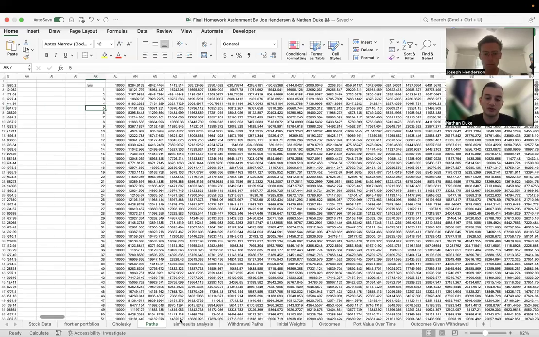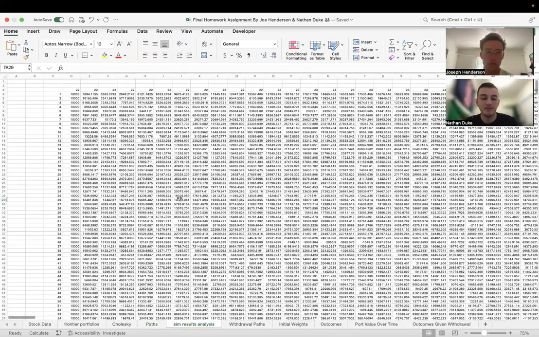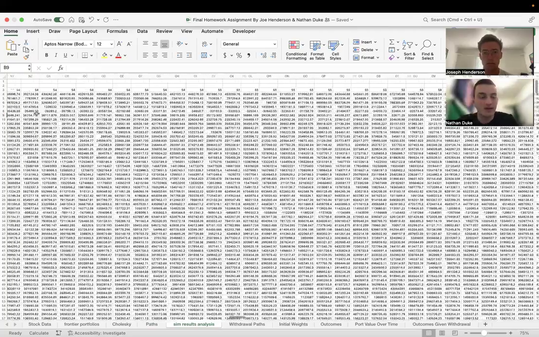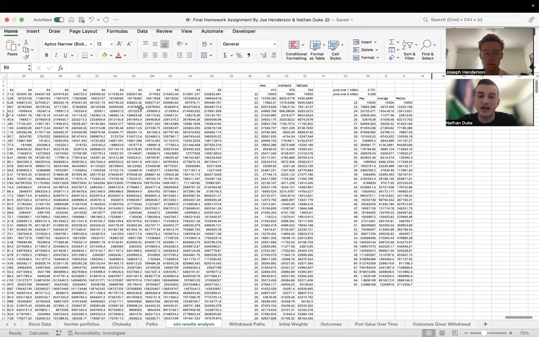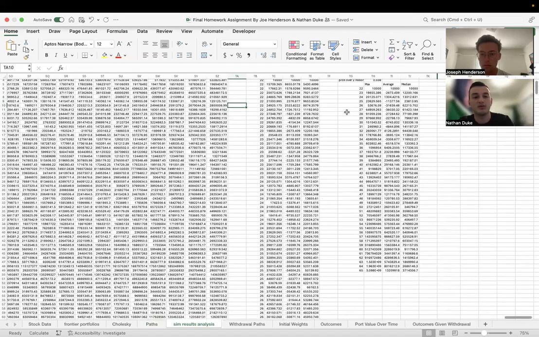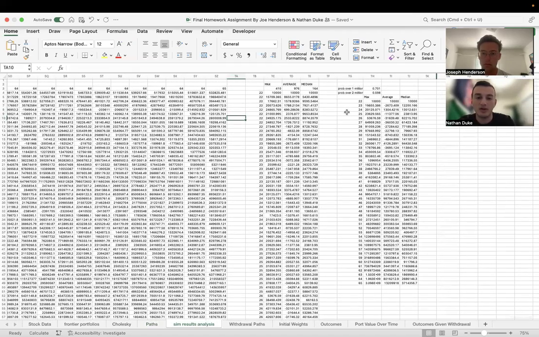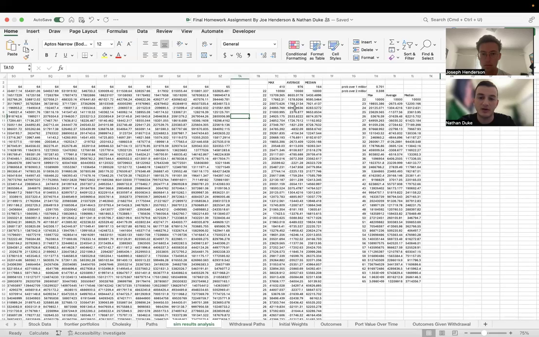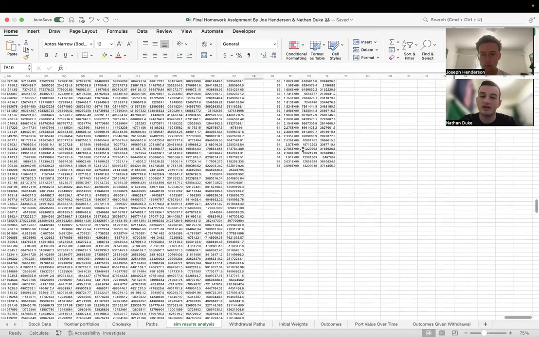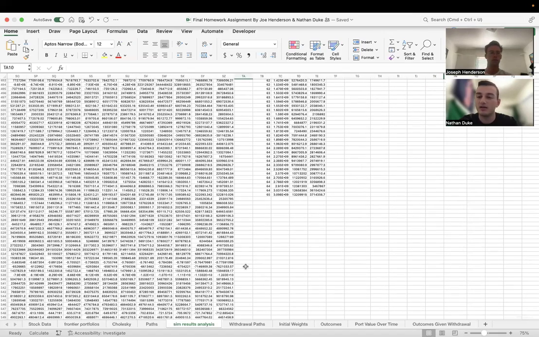If you go to the sim result analysis tab, if you scroll all the way over, we use that tab to get average, median, and maximum returns. And we showed the monthly returns leading up to the maximum, leading up to the final total at the bottom. And yeah, those are just the kind of summary statistics of notable portfolio runs.